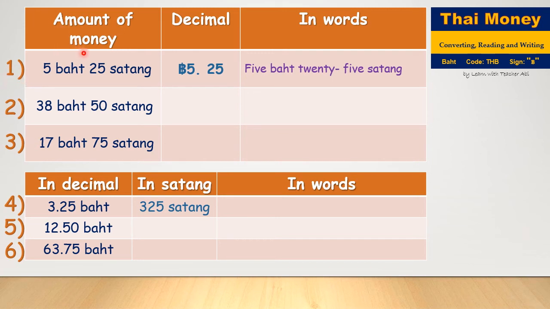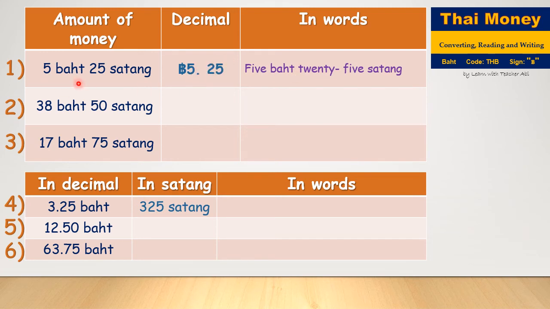Okay, let's analyze number 1 example. Amount of money means how much, the value or the worth. Let's read. 5 baht, 25 satang. So 5 baht and 25 satang will be written with a decimal point like this one. So 5 baht is the sign B, the baht, and 5. 25 satang is the decimal point and 25.